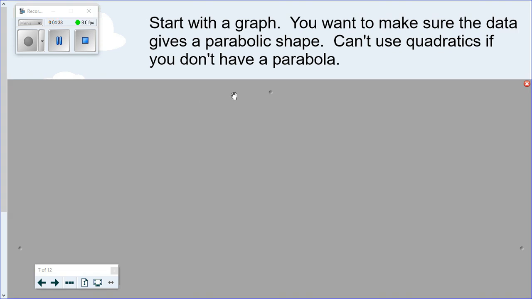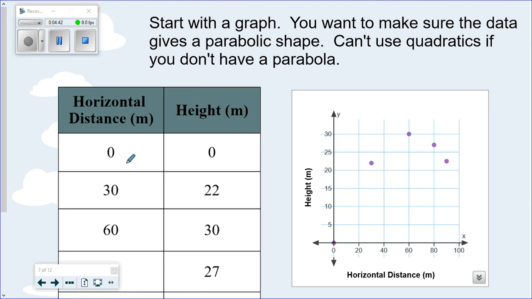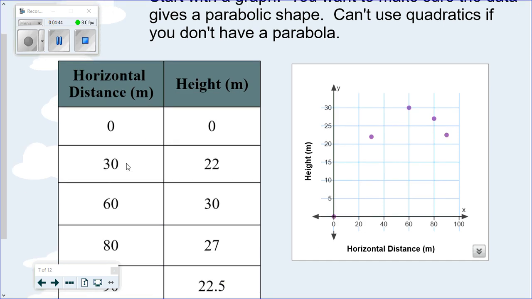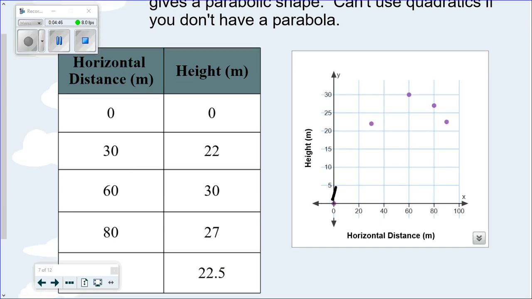So the best thing to do is to graph your data and give yourself an idea of what you're looking at. In this case, if we were to take the data and graph it, it does in fact look like a parabola, which makes sense. You will learn that anything that flies through the air without a rocket system, so not an airplane or something like that, but a baseball, moves in a parabola.